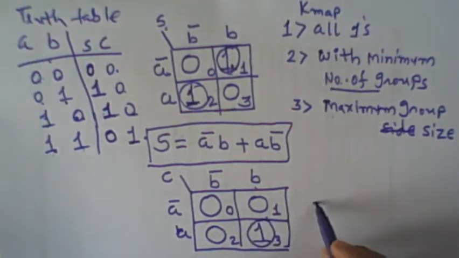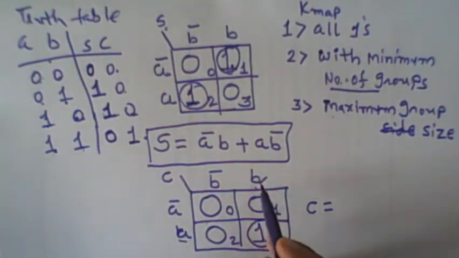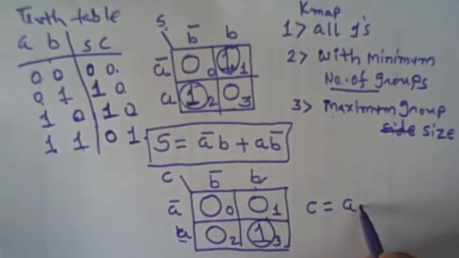So let me write the minimized C. It has a single group, and let me write the common variables in this group. From the row it is A, and from the column it is B. So the common variables are A into B.